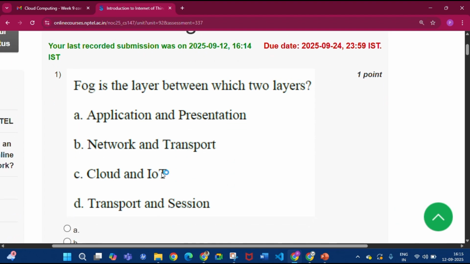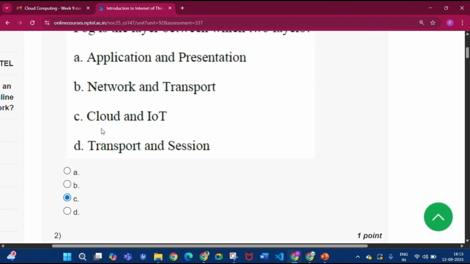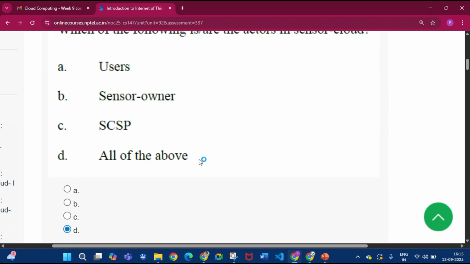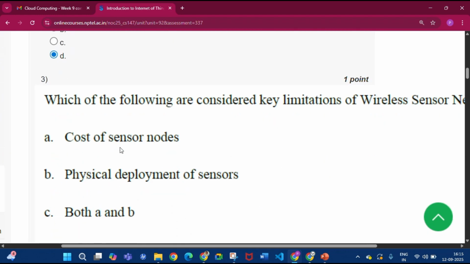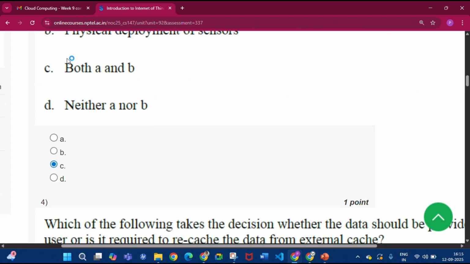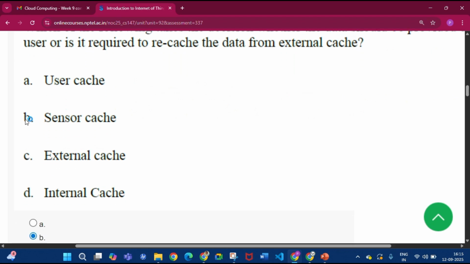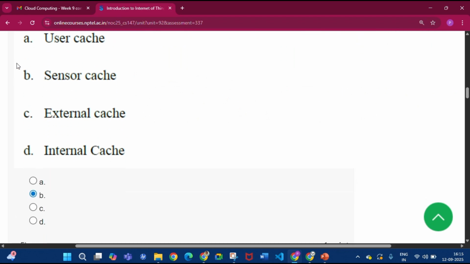Now this is the first question. The answer will be option C, that is cloud and IoT. Now question number 2, the answer will be option D, that is all of the above. Now question number 3, the answer will be option C, both A and B. Now question number 4, the answer will be sensor cache, that is option B.